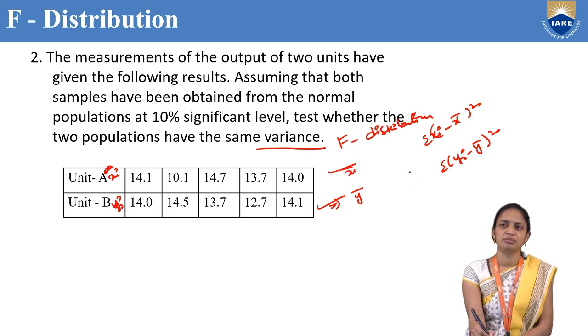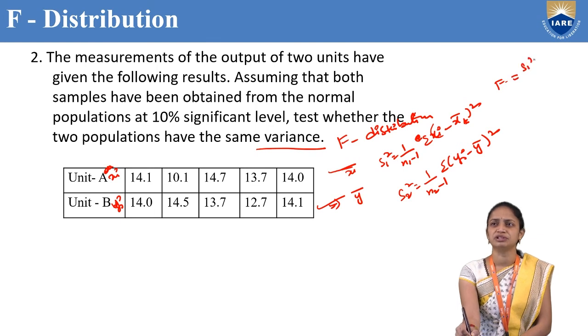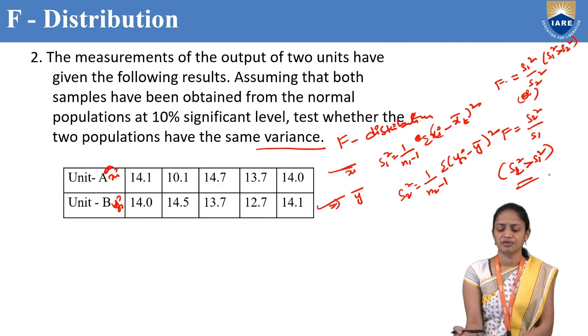So we have the formulas now. S1 square equal to 1 by N1 minus 1 into summation xi minus x bar whole square, and S2 square equal to 1 by N2 minus 1 into summation yi minus y bar whole square. From that we can find S1 square and S2 square. The F distribution formula is F equal to S1 square by S2 square, where S1 square is greater than S2 square, or F equal to S2 square by S1 square, where S2 square is greater than S1 square. Follow the procedure like that.